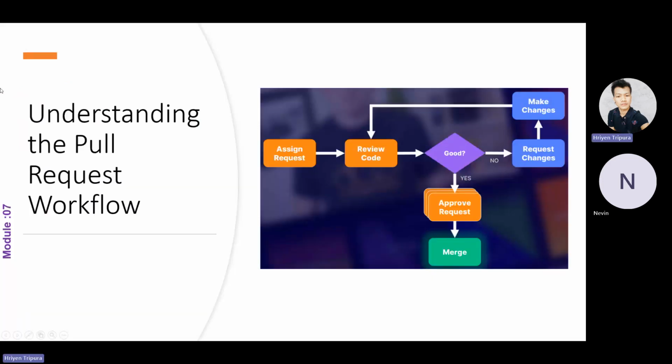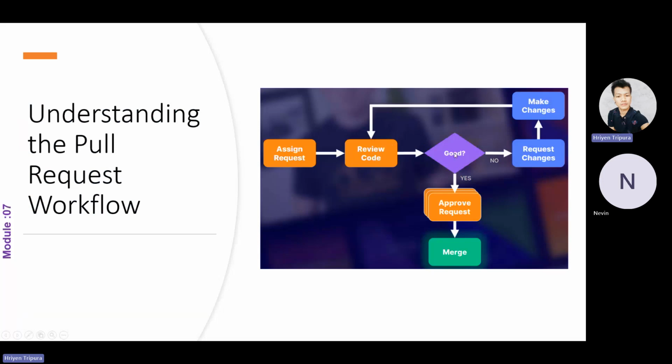Then we will understand the pull request workflow. So whenever I use a pull request, how does the flow exactly happen in the backend? Whenever I create a pull request, I assign the request to somebody, could be any reviewer. Once you assign, the code reviewer will review your code.